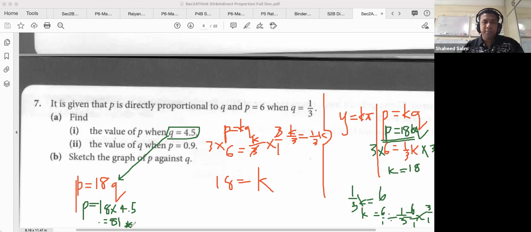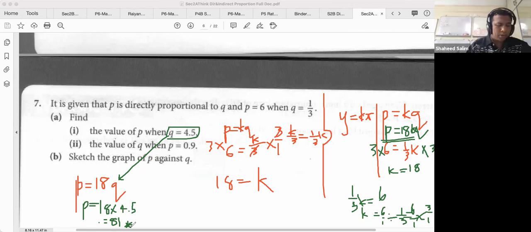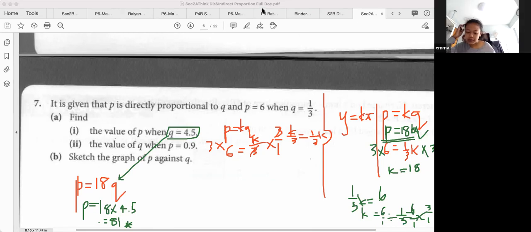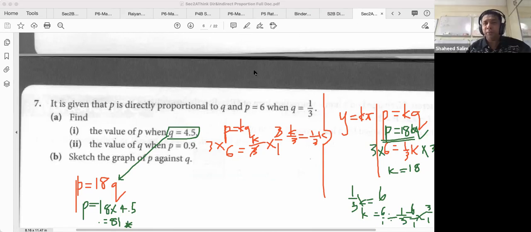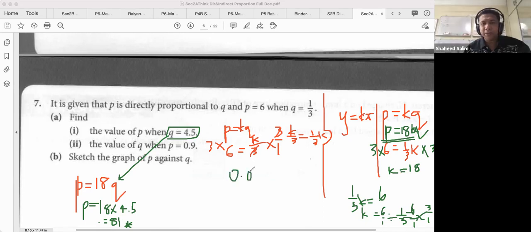Q equals 20. Sorry? Q equals to 20. 1 over 20 or 20? Okay, we can do it together, no problem. Sorry, 1 over 20 or 20? 0.2.